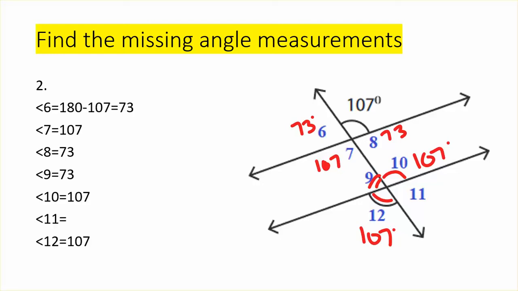That leaves one angle left. Angle 9 and angle 11 are vertical angles, so those are equal. Angle 11 is also 73 degrees. Notice that all of our answers are either 73 or 107. Also, if I add the two different numbers together, they equal 180.